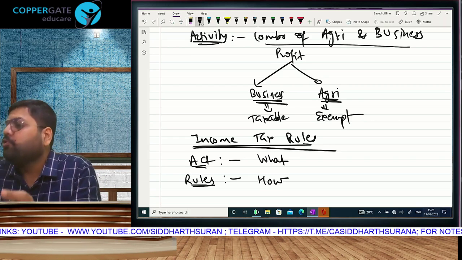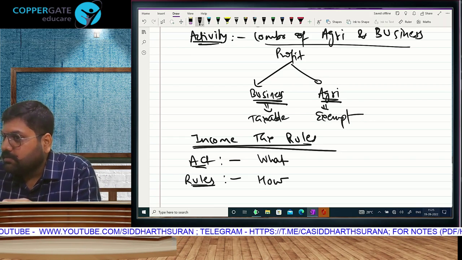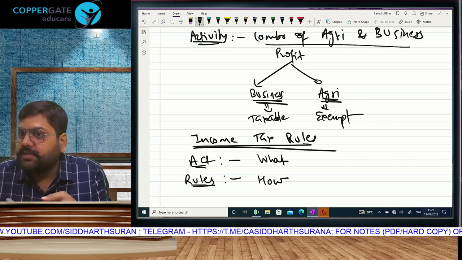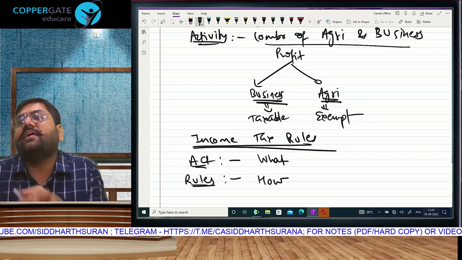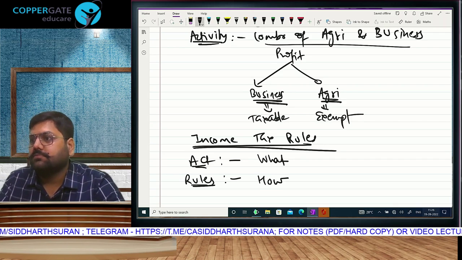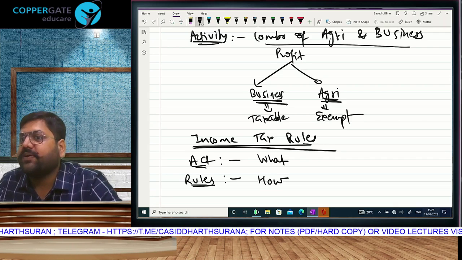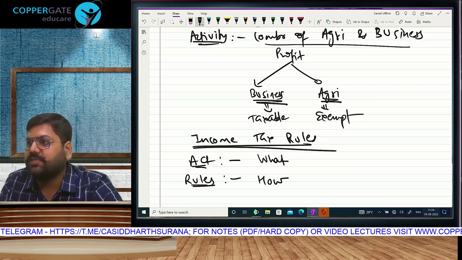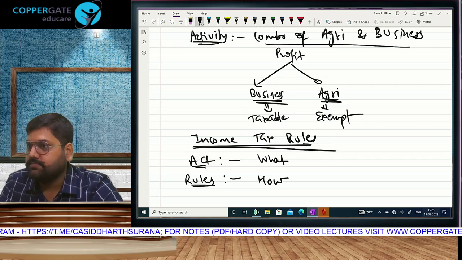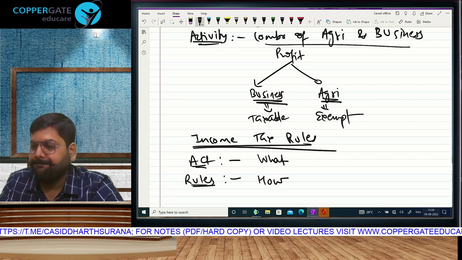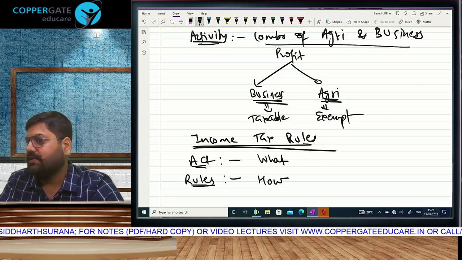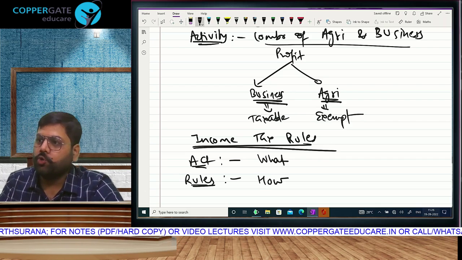तो सबसे पहले तो do you understand what is composite profit? What? Activity which is combo of agriculture and business. Segregate that into what? Business profit and agriculture profit. उसको अलग करो, उसको segregate करो. Is that understood? Yes. How will you do it? वो किधर दिया? Income tax rules में दिया.